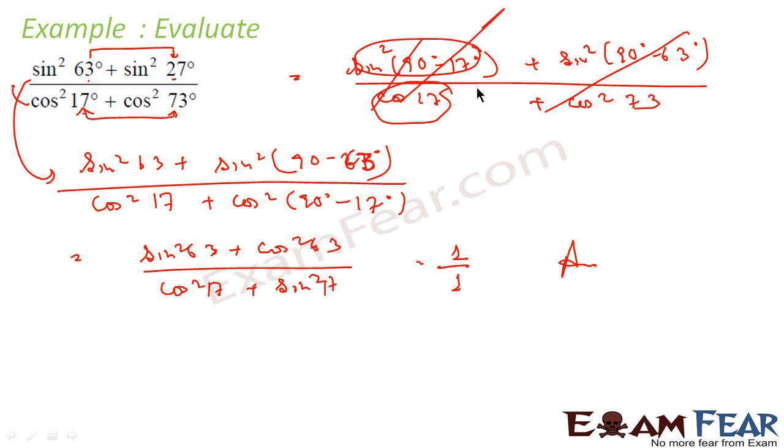Earlier we tried to convert the numerator to cos, but that didn't work out. So then we observed that 63 plus 27 is equal to 90 and 17 plus 73 is equal to 90. So these are forming a pair. So we converted this sine to cos and this cos to sine. And we got sine square theta plus cos square theta pattern. And that became 1.